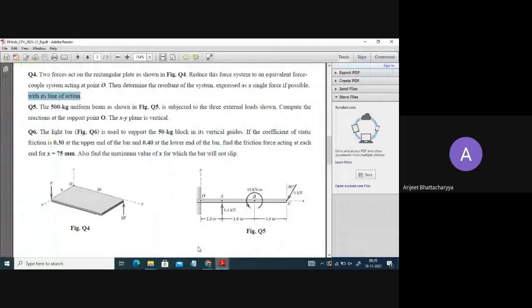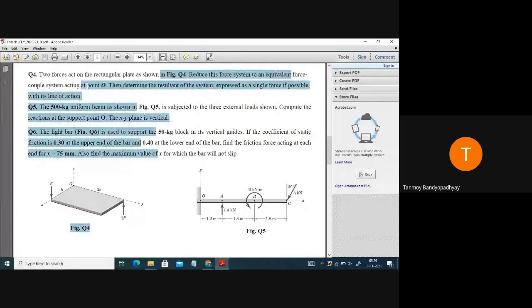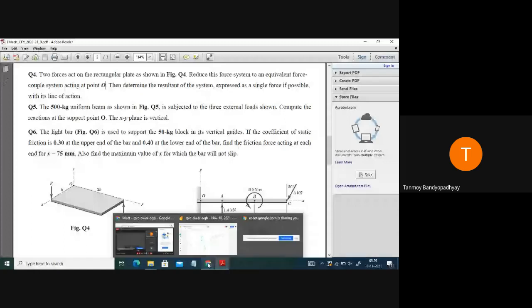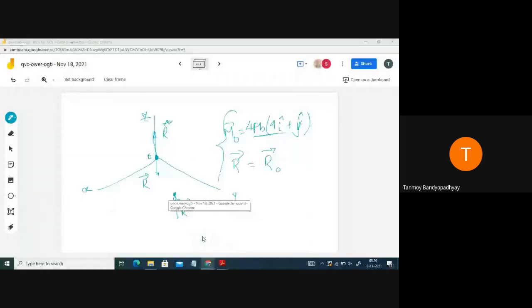Yes, sir. The question was to determine the equivalent force couple system for this one, acting at the point O. We had discussed force couples in the last class. So how do we do it? We just apply two equal and opposite forces at that point.